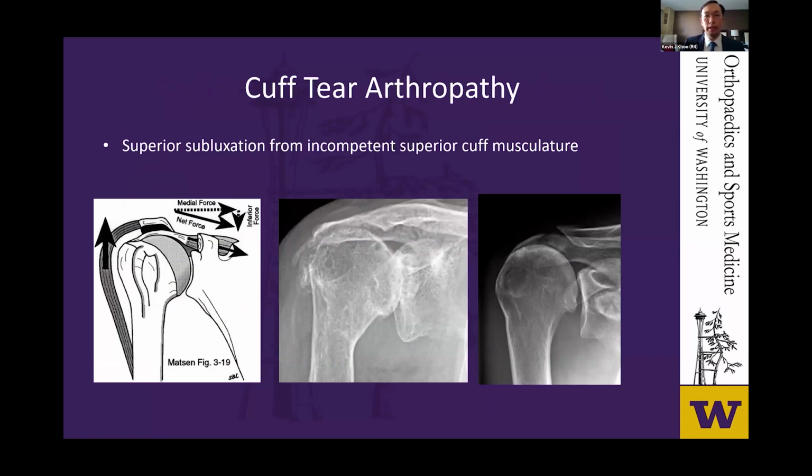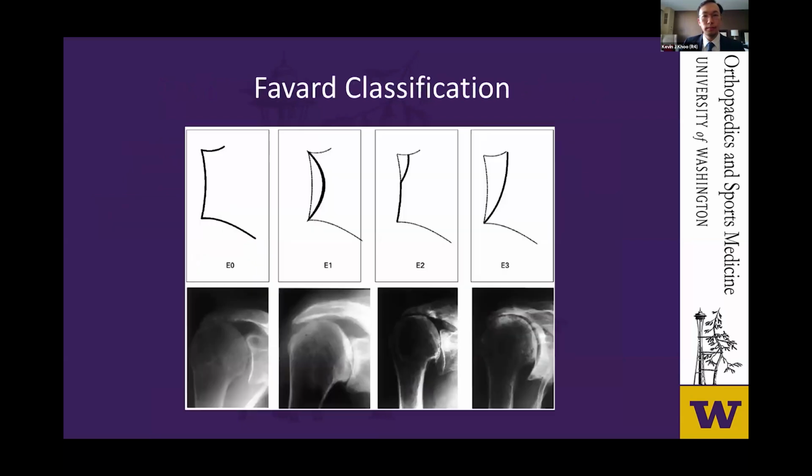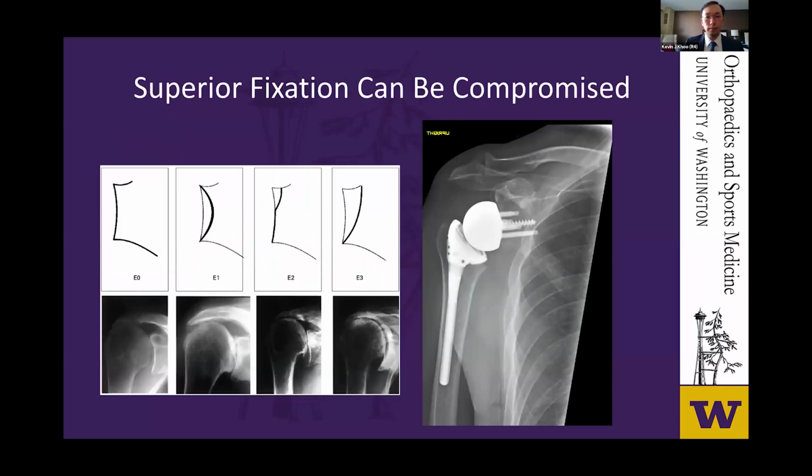of the humeral head and superior erosion. Acetabularization results from the humeral head articulating with the coracoacromial arch. Cuff tear arthropathy can be classified according to the Favard classification, depicting different magnitudes of superior erosion.